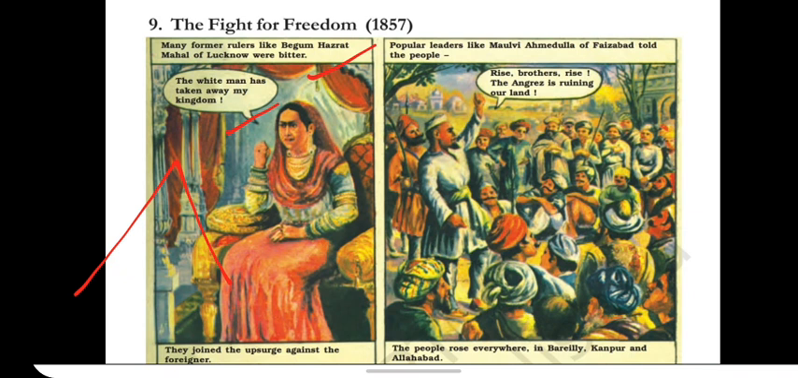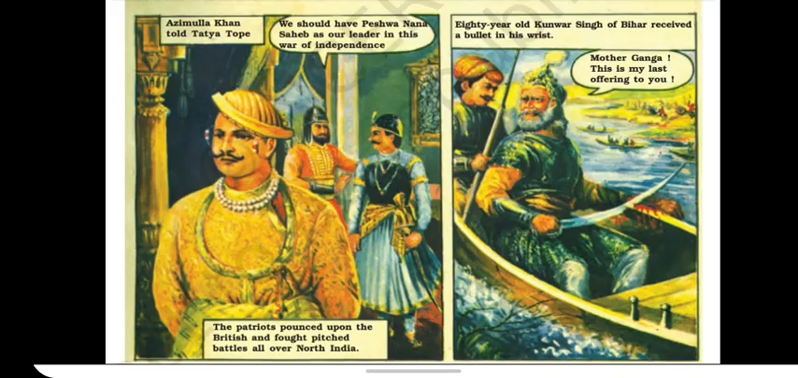Popular leaders like Maulvi Ahmedullah of Faizabad told the people, "Rise, brothers, rise. The Angrez is ruining our land. Ruining means destroying. We should rise against them. We should fight against them." The people rose everywhere. Rose is the past tense of rise. In Bareilly, Kanpur and Allahabad. So you can see that the fight for freedom gained its spark, and now it turned into a wildfire.